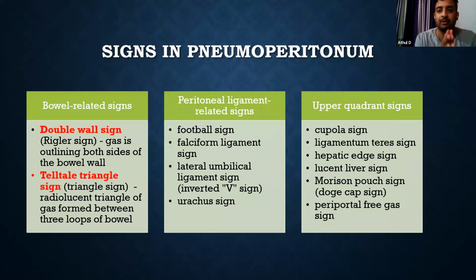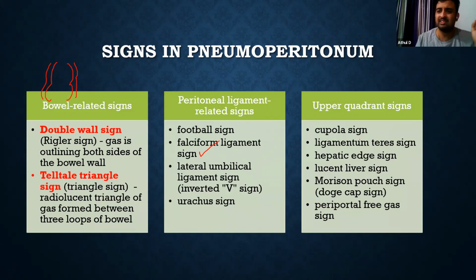These signs of pneumoperitoneum develop because this free air will outline various structures. If the free air is outlining both sides of the bowel wall, we will get a Rigler sign or double wall sign. If the gas is seen between the bowel loops in the shape of a triangle, we will get the tilted triangle sign. If the free air is outlining the falciform ligament, we will get the falciform ligament sign. If it is outlining the umbilical ligament, we will get the inverted V sign. Wherever the air is going and outlining these structures, we will get different signs.